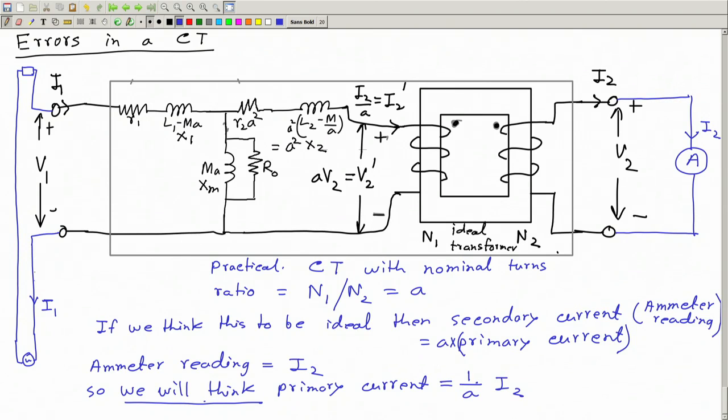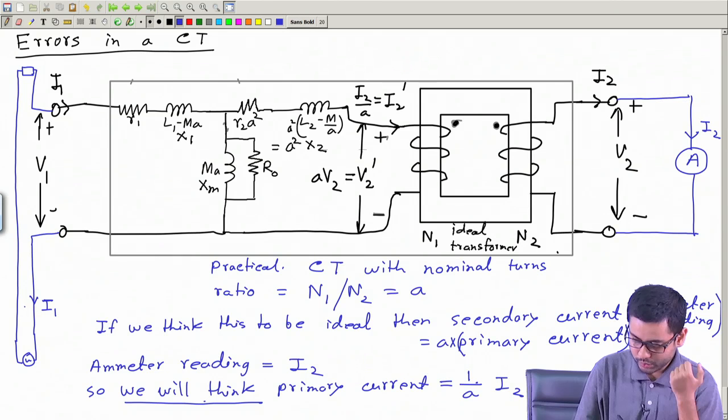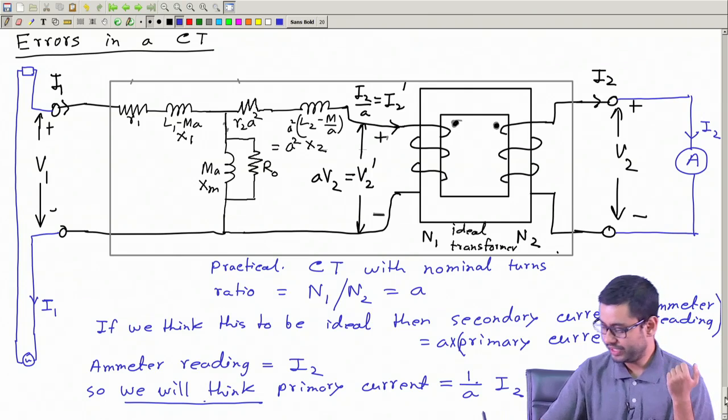But is this primary current actually equal to I2 by A? No, it's not.